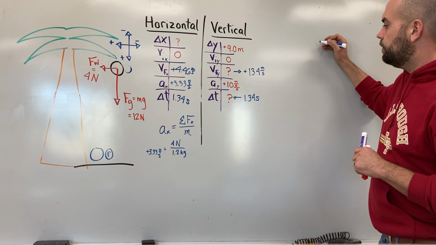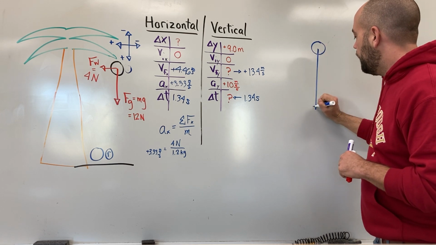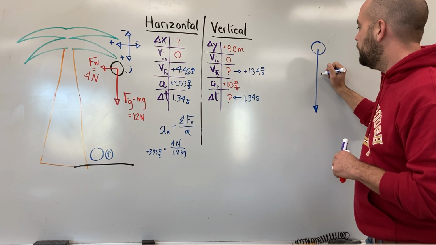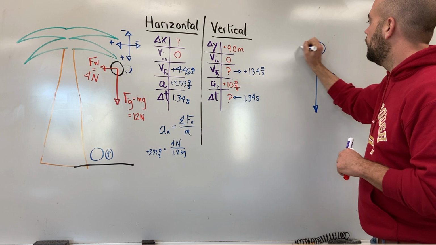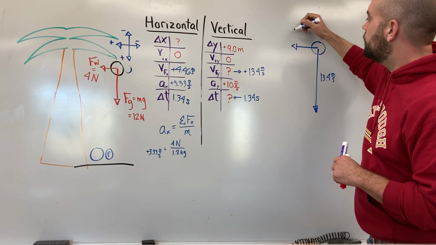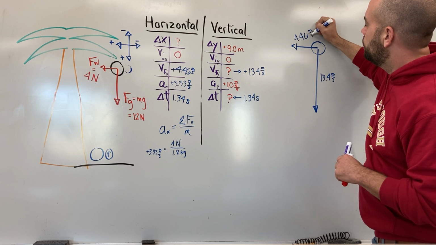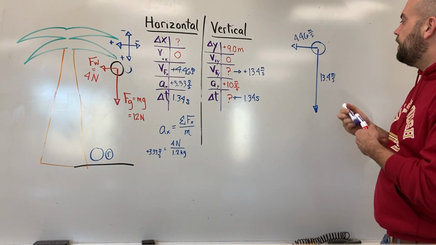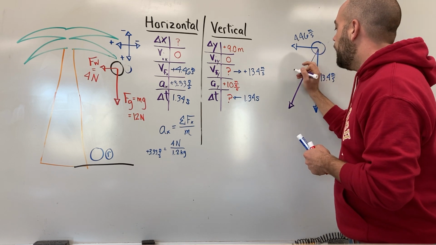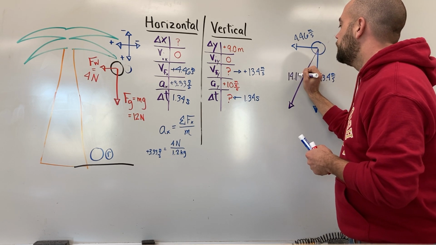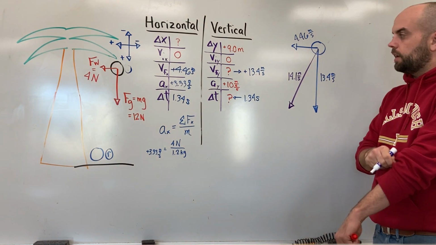And then over here, I can draw a picture of that coconut right before it hits the ground, with its vertical final velocity of 13.4 meters per second, and the velocity it has right before it hits the ground horizontally of 4.46 meters per second. And then combining those, I can use the Pythagorean theorem to get a velocity of 14.1 meters per second.